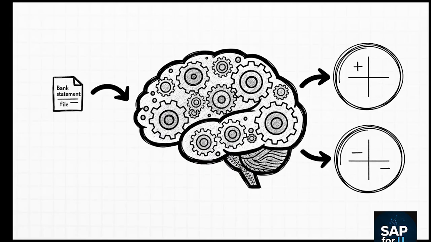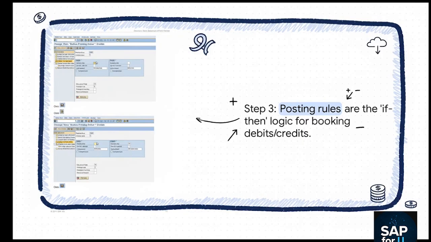Okay, now we're getting to the most important part. I mean it. This next step is basically the brains of the whole operation. This is where we lay out the accounting rules that SAP is going to follow all on its own. So here we're setting up a posting rule. You can think of it as pure if-then logic.